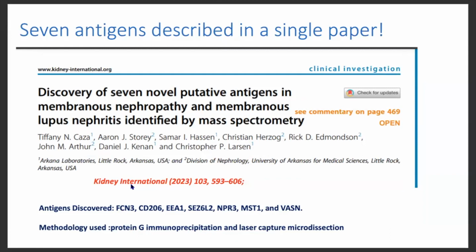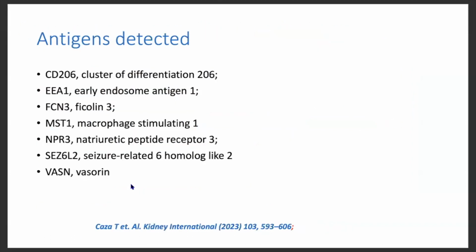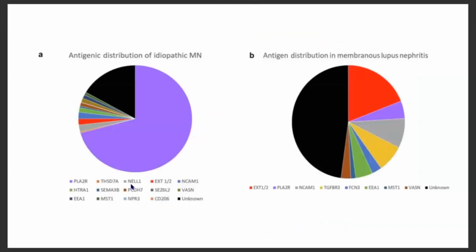As I told you, laser capture microdissection followed by mass spectrometry was used for all other antigens. But these 7 antigens were discovered using laser capture microdissection followed by protein G immunoprecipitation. So, different technology. These were discovered in a paper which originated from Arkana Labs in the USA. Unfortunately, we do not have a very clear-cut clinical correlate of these antigens as of date. We are learning about them. As and when we stain and detect them more, the clinical associations would become clearer.